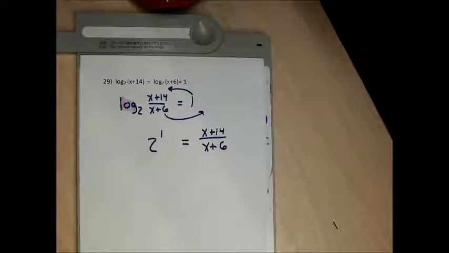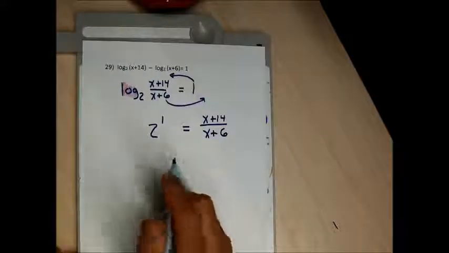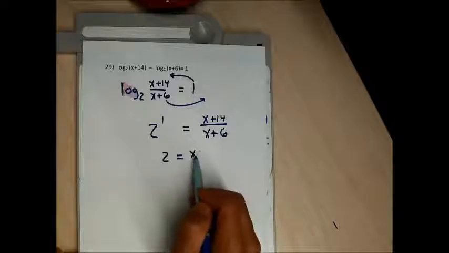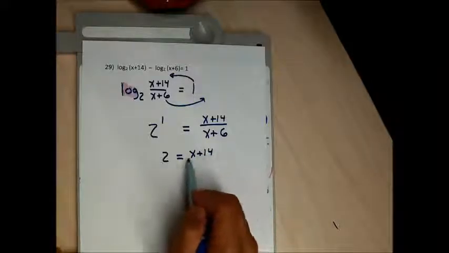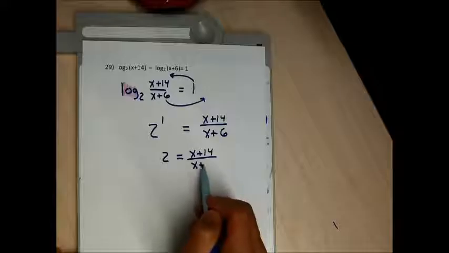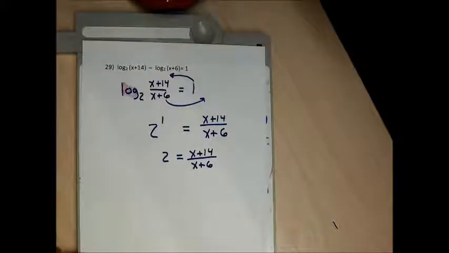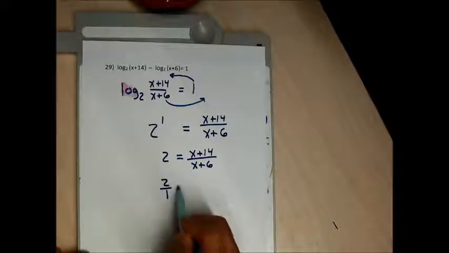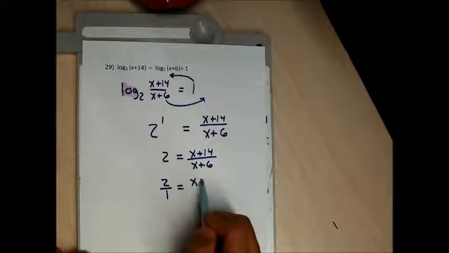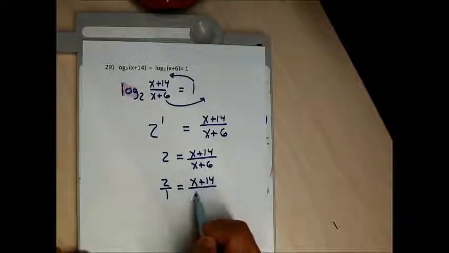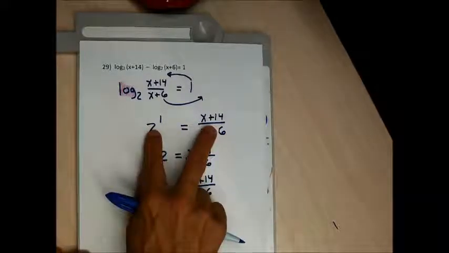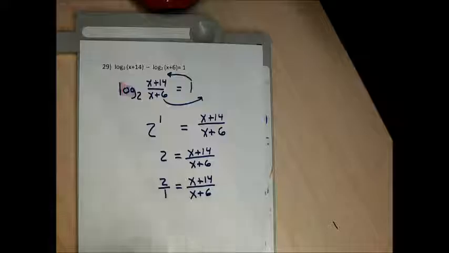Alright, so now I need to solve this problem. It's a little bit tougher. I have a fraction, and that just makes it harder. So on the left-hand side, that 2 to the first power is just equal to 2. These types of problems I like to solve by cross-multiplying. So I'm going to rewrite the left-hand side in its fraction form, because 2 can be written as a fraction if you just write it as 2 over 1. So I made the 2 logarithm into 1. I created an exponential equation, and now I'm setting it up to solve by cross-multiplying.